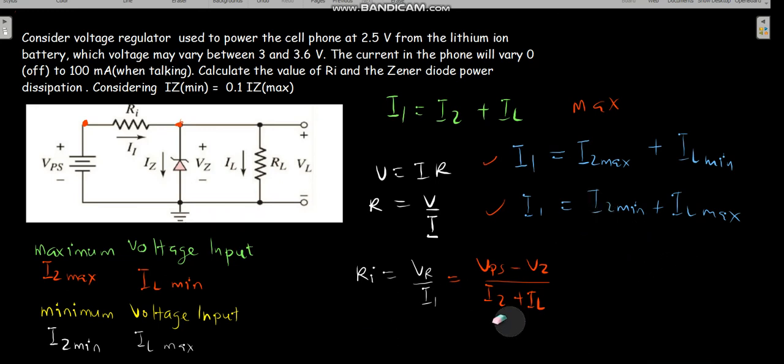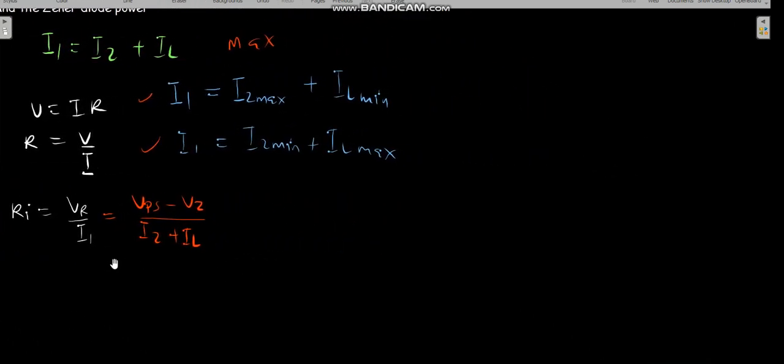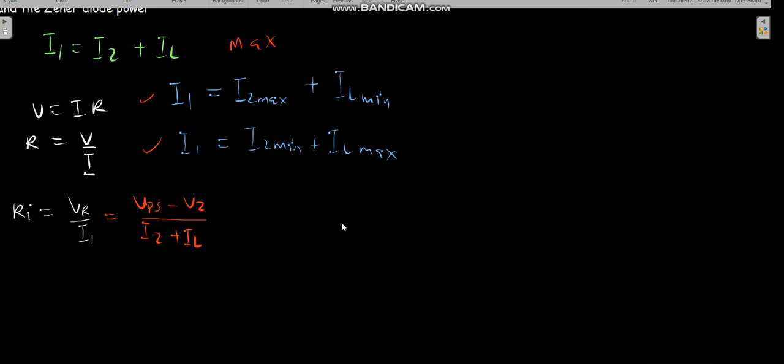Okay, let's continue from here. We come back to the question. Let's say now you have the voltage from the power source at maximum. We use this when the VPS is maximum, and then we use this when VPS is minimum. The voltage across the Zener diode doesn't change. It is always constant, so that it will supply a constant voltage to the load to prevent the load from getting damaged.